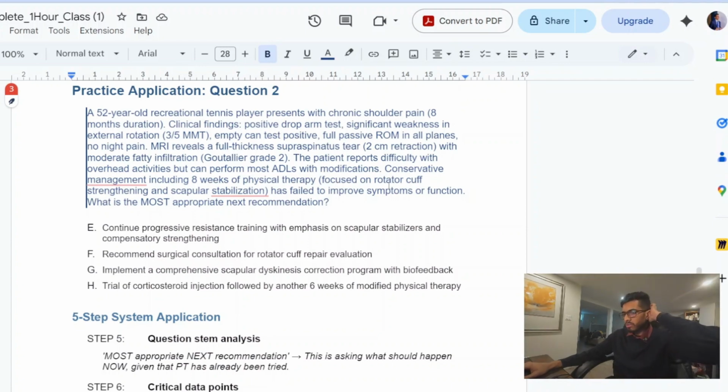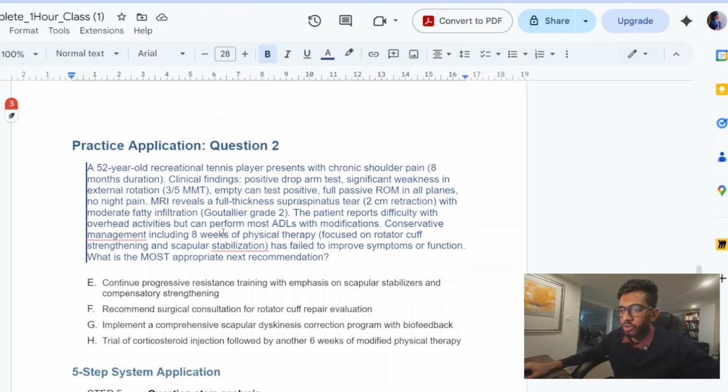So you will need to again use the 5-step system, but before that we need to look into the options. Continue progressive resistance training with emphasis on scapular stabilizers and compensatory strengthening. Or you can recommend a surgical consultation for rotator cuff repair evaluation. Or implement a comprehensive scapular dyskinesis correction program with biofeedback. Or you can give a trial corticosteroid injection followed by another 6 weeks of modified physical therapy. You are looking at the first stage of the 5-step system that we are using here.